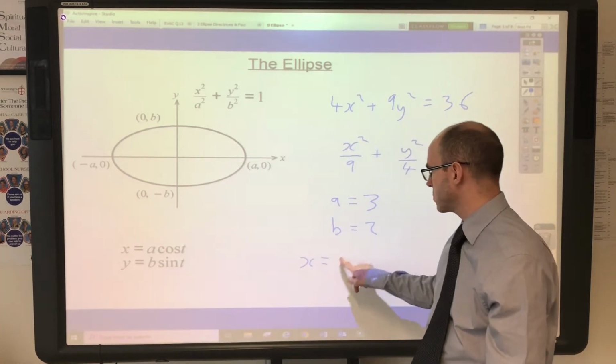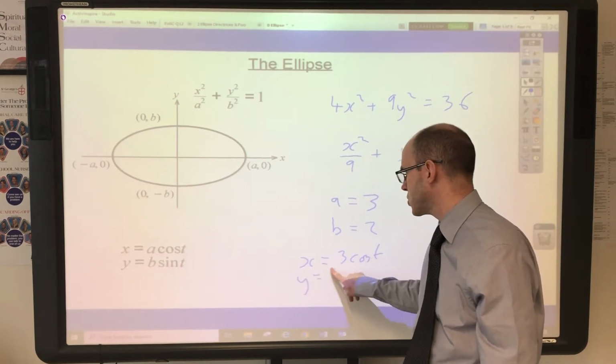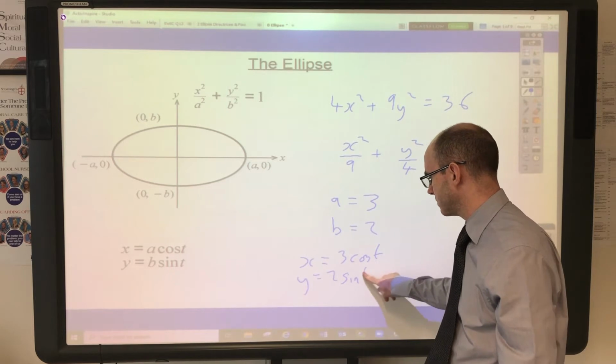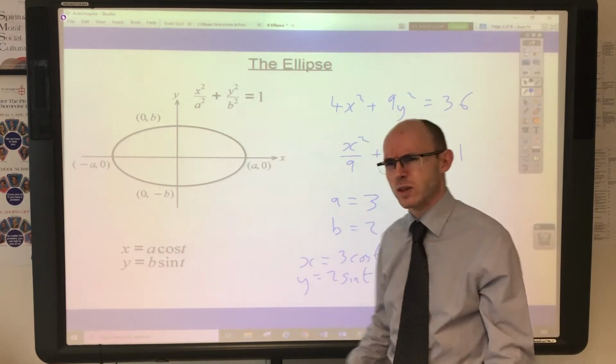So you have x equals 3 cosine t, and y is equal to 2 sine t. Okay, that's it. Rather simple example. Should we do another one? Yeah, let's do another one.